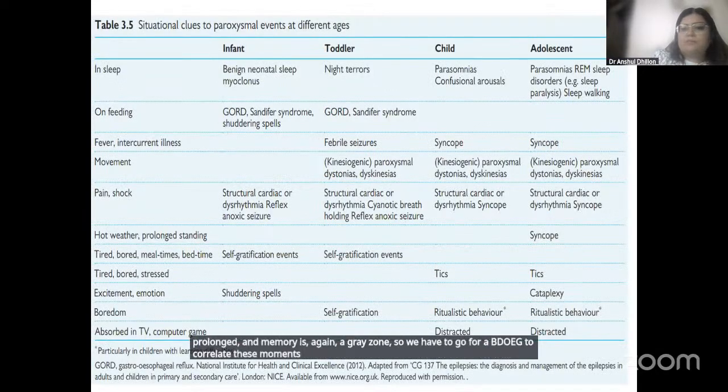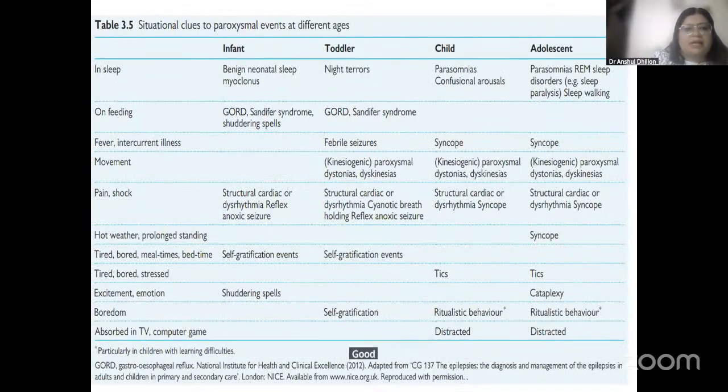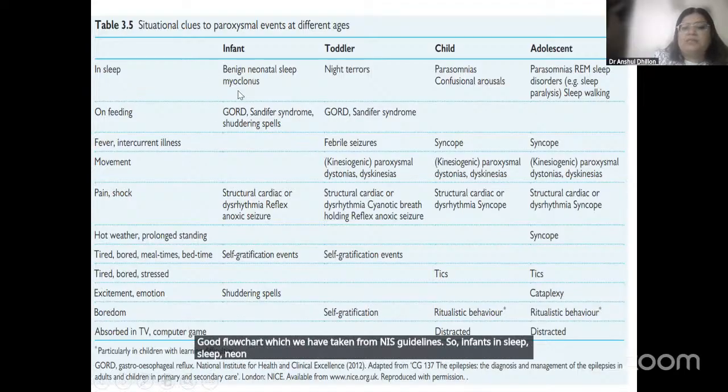So this is a good flowchart which we have taken from the NICE guidelines. Infant in sleep, neonatal sleep myoclonus, toddler night terrors.